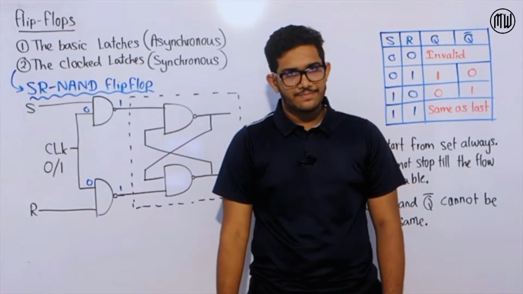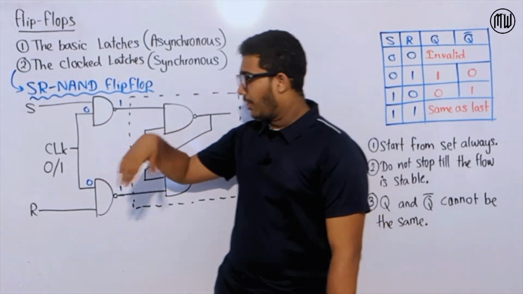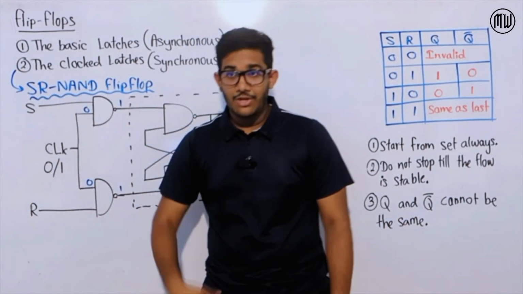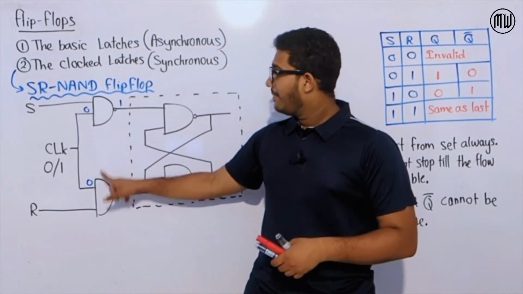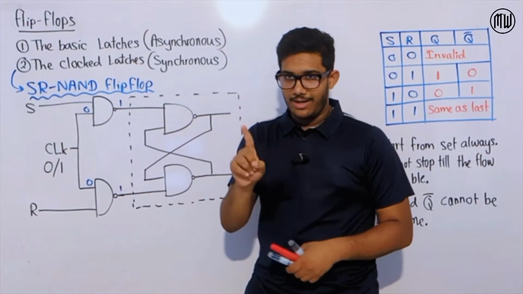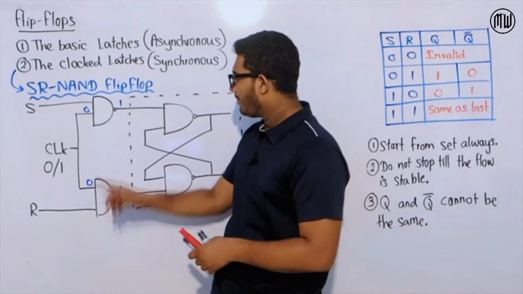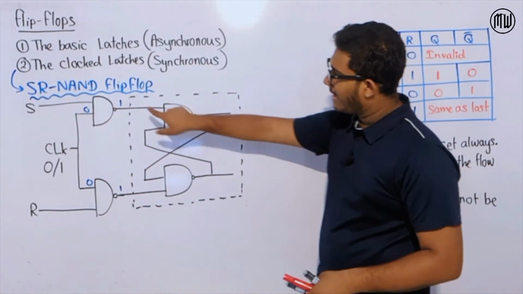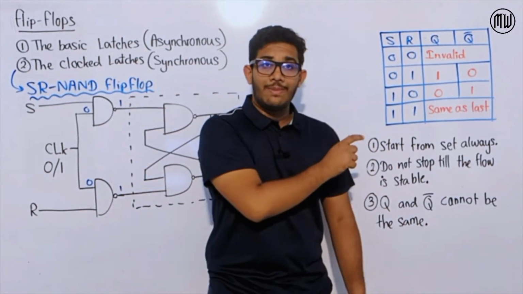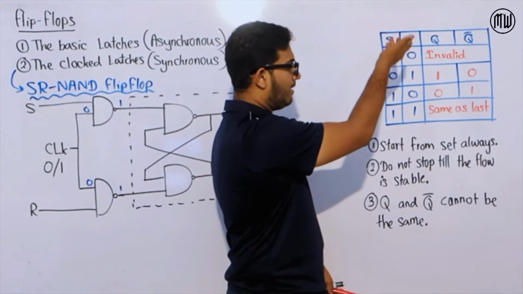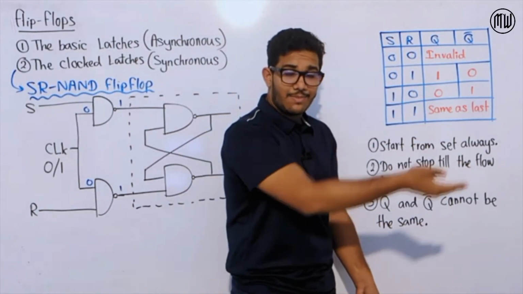Get it? So the clock gave 0. Because the clock gave 0, both these NAND gates gave out the answer as 1, because there was a 0. If both are 1, it means the output remains as the last. It will be the same as last.